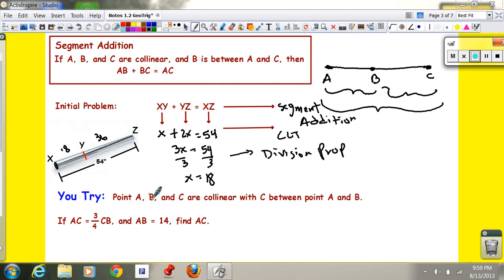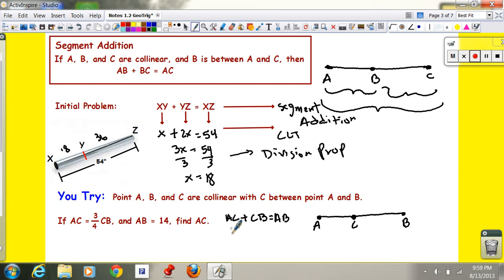Alright, let's draw a diagram. It says points A, B, and C are collinear with C being in between point A and B. So let's draw a little picture here. And again, hopefully you tried it on your own first. And then you pause the video and you tried it. So let's put C in between A and B this time. And it says AC is 3/4 of CB. So let's write our segment addition first though. AC plus the CB is going to equal the AB altogether.